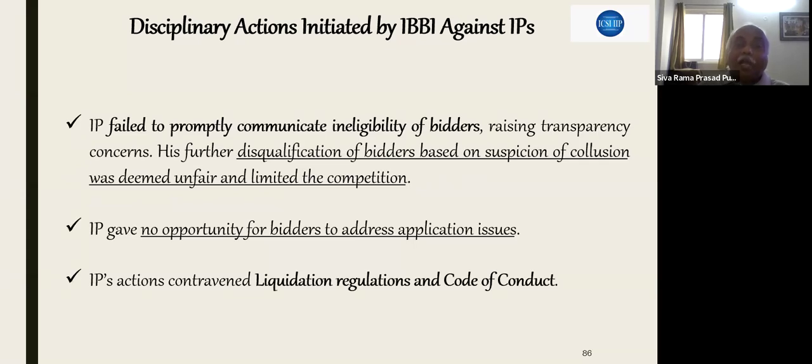Learning lesson: the IP failed to promptly communicate ineligibility to bidders, raising transparency concerns. Further disqualification of bidders based on suspicion of collusion was deemed unfair and limited competition. The IP gave no opportunity to the bidders to address the issues. The IP's actions contravened the liquidation regulations and the code of conduct.